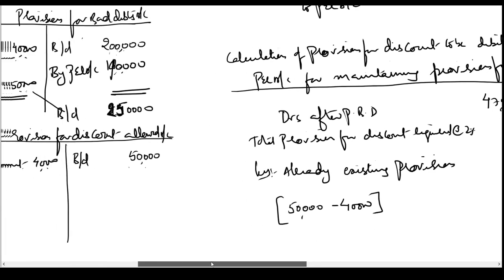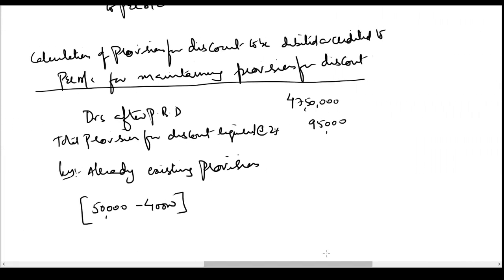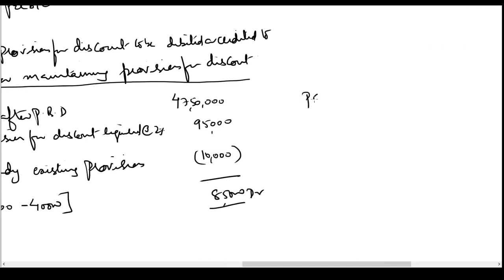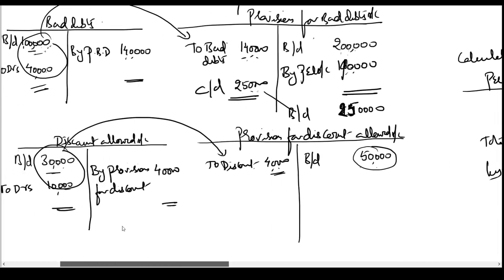So you can see here in the provision for discount account, there was a credit balance of 50,000, we have used up 40,000. So there is a balance of 10,000 left now. So the balance 85,000 should be debited to the profit and loss account. We will pass the entry P&L account debit 85,000 to provision for discount account 85,000. So P&L account will be debited and provision for discount account will be credited.